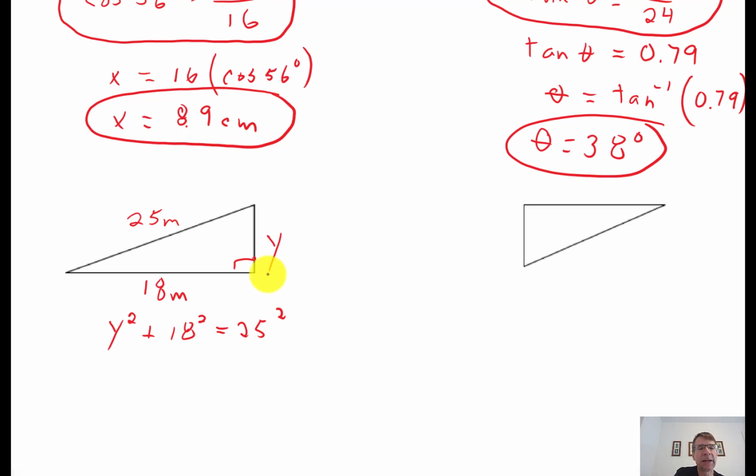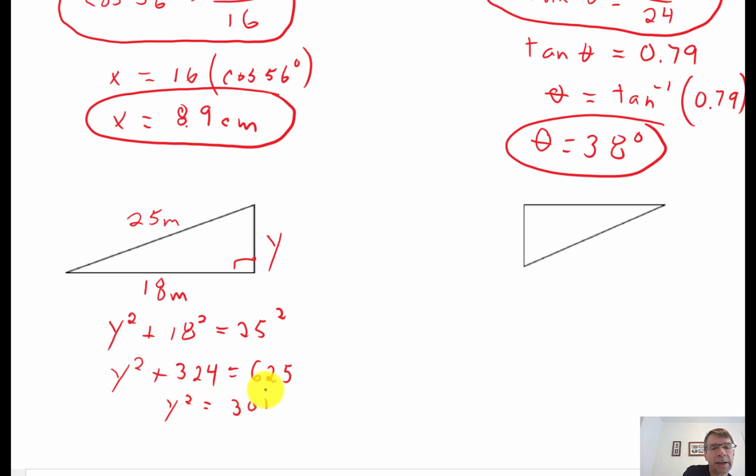So that's the famous Pythagorean theorem. A squared plus b squared equals c squared. So it's going to be y squared plus 18 squared. 18 squared is what, 324? Let me double check that. 18 squared, 324. And that's 625, I believe, 25 squared. So y squared equals, what, 301. And then if you take the square root of both sides, you get y equals, once again, round off to 2 sig figs because the numbers have 2 sig figs, 17 meters.